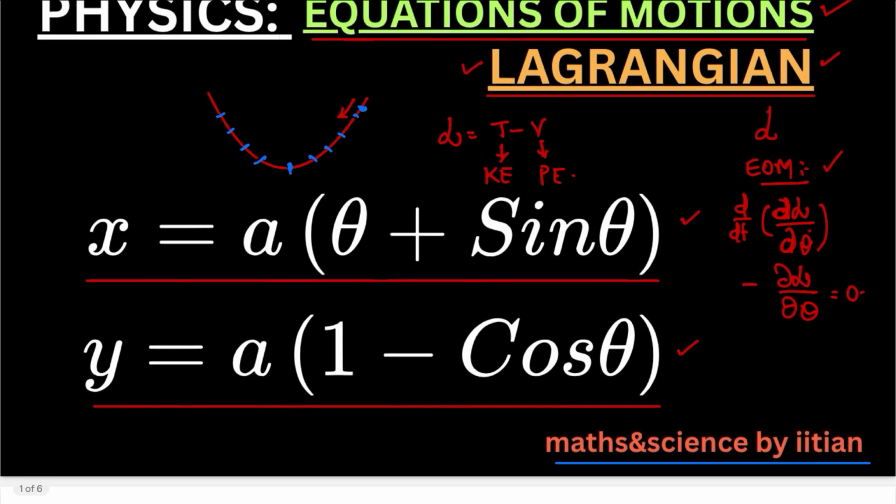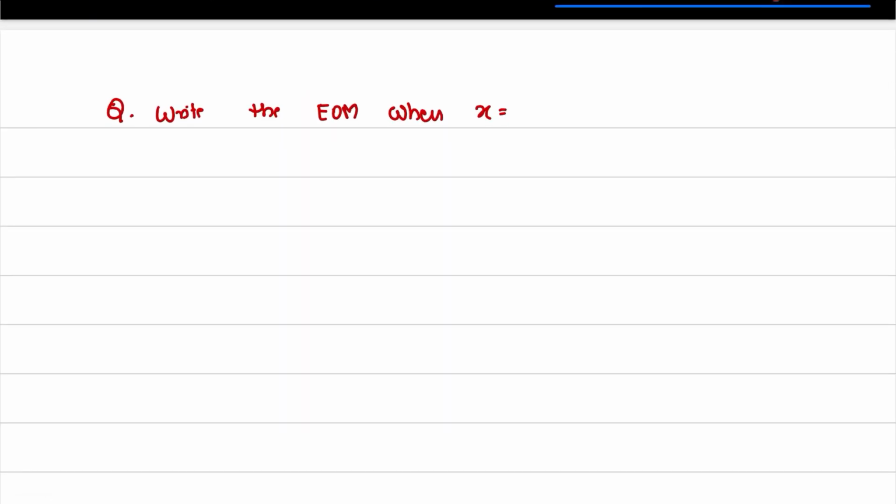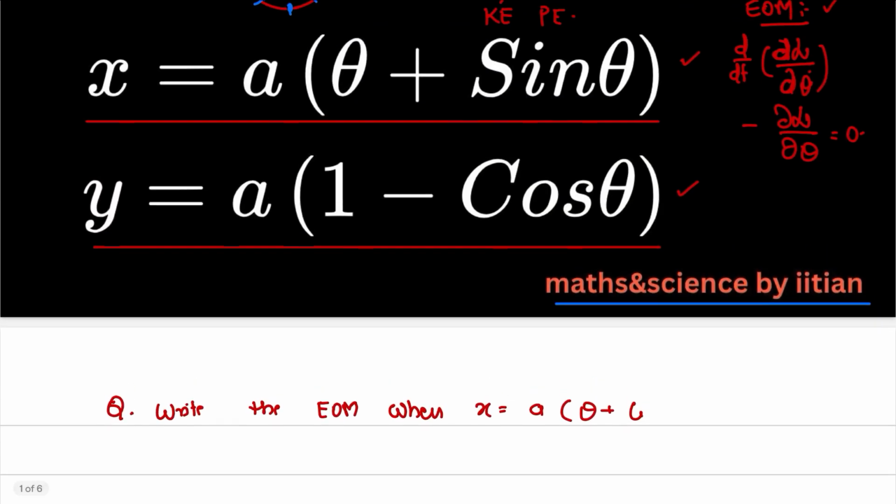Let us move forward. What is the question? The question is, write the equations of motion when x is given as x is equal to a into theta plus sin theta. A is some constant, theta is a variable, theta plus sin theta.